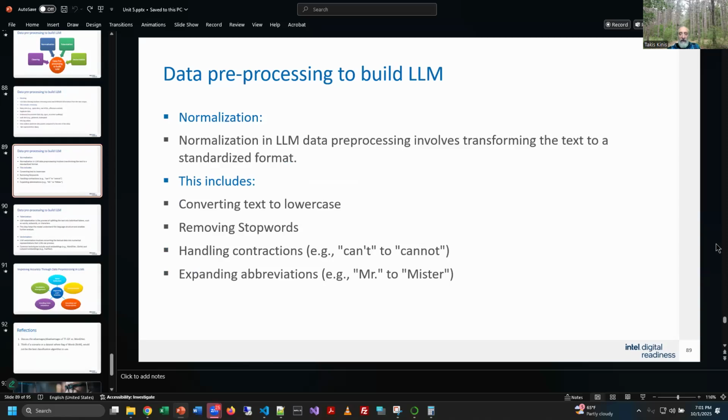Normalization involves transforming the text into a standardized format, right? Mostly, and I'm going to say most common, this is taking uppercase things and turning them into lowercase, or vice versa, right? And I think the general norm is to go lowercase.